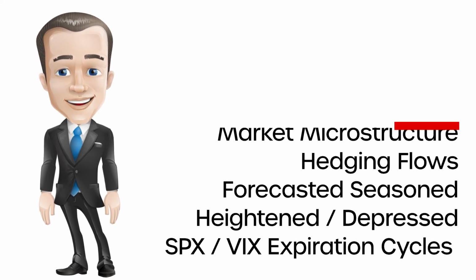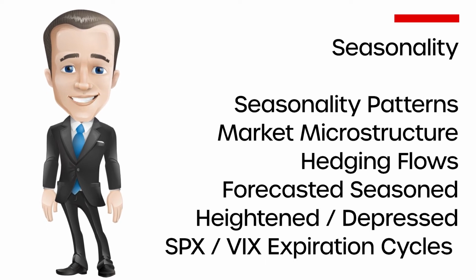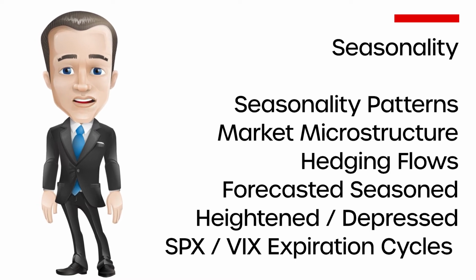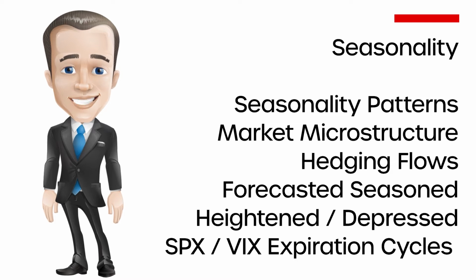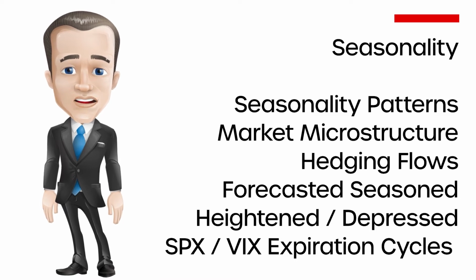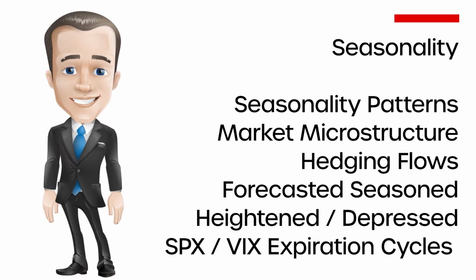Seasonality. Volatility, like most other statistical measures, tends to exhibit seasonality patterns. Part of the seasonality can be attributed to market microstructure and hedging flows related to known cycles in financial markets. Just think about the SPX and the VIX expiration cycles and the effect on implied volatility and realized SPX volatility. Other factors that can affect seasonality in implied volatility are forecasted seasons with heightened or depressed volatility. Earnings seasons and summertime come to mind when thinking about cycles of realized volatility.